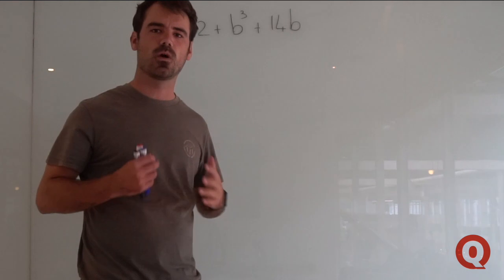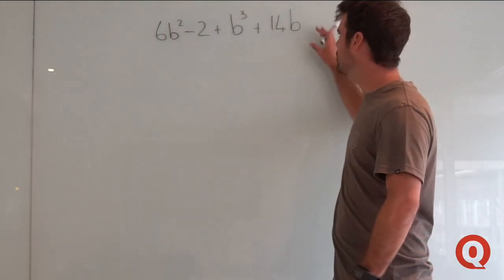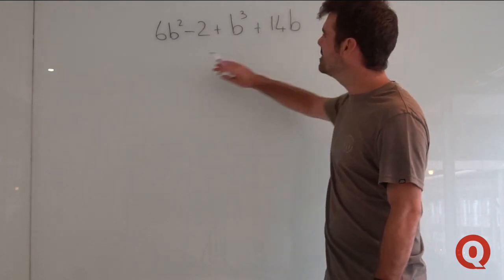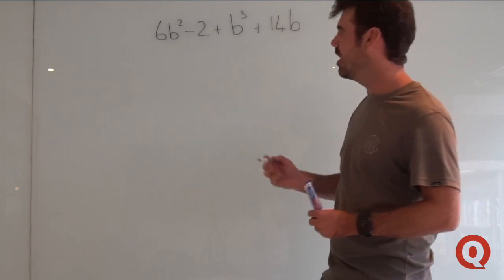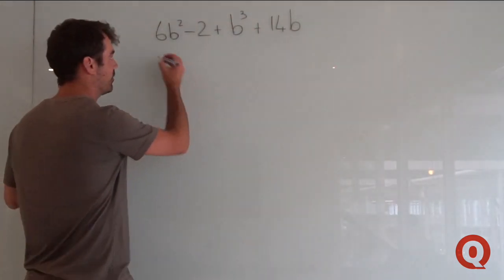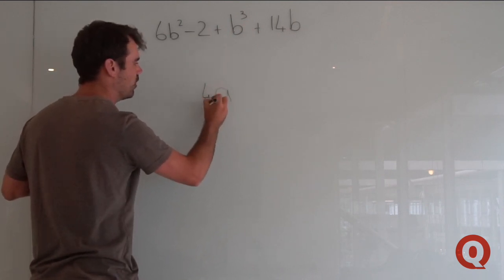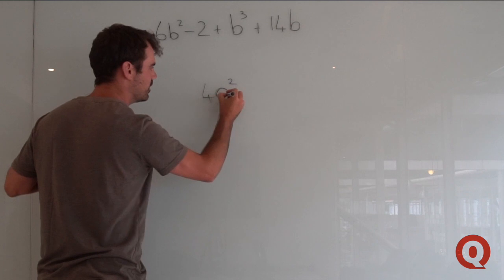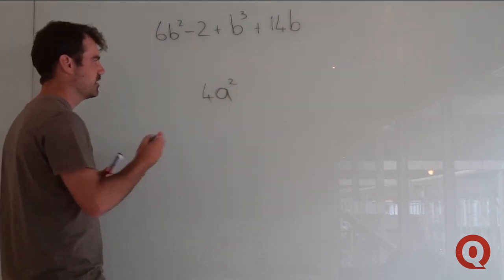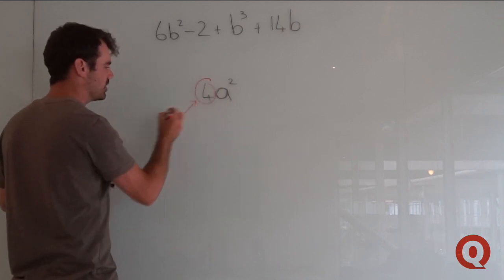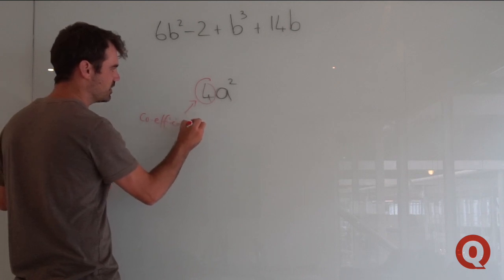So the question is, what makes this an expression? Well, an algebraic expression in mathematics is made up of terms. Now, terms are things like this. Let's ignore this example now and talk about this. If I had 4a squared, this over here is one term. It's got a coefficient.